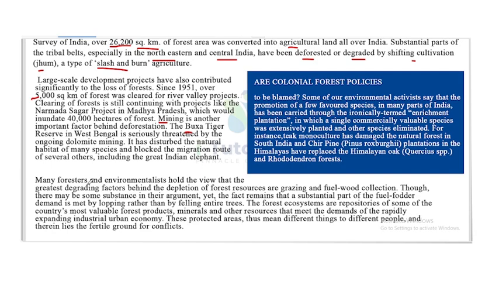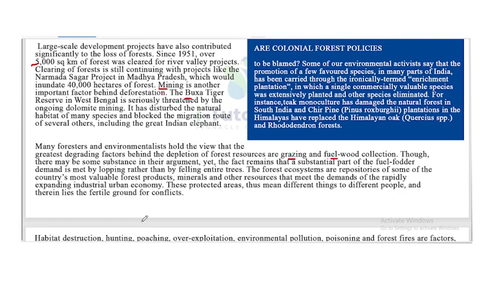Now, many foresters and environmentalists hold the view that the greatest degrading factors behind the depletion of forest resources are grazing and fuelwood collection. Though there may be some substance in their argument, the fact remains that a substantial part of the fuel and fodder demand is met by lopping rather than by felling entire trees. The forest ecosystems are repositories of some of the country's most valuable forest products, minerals, and other resources that meet the demands of the rapidly expanding industrial-urban economy. These protected areas thus mean different things to different people, and there lies the fertile ground for conflict.